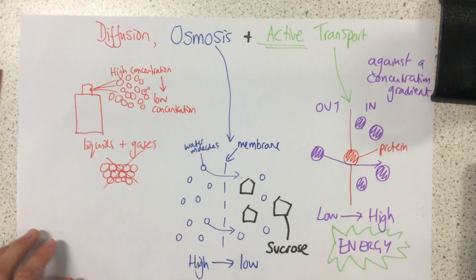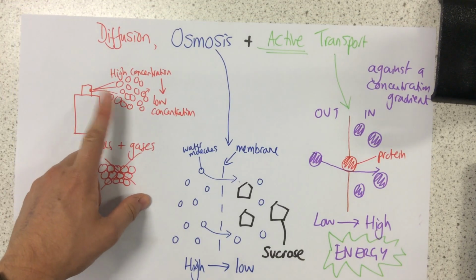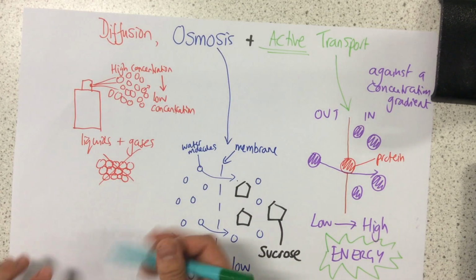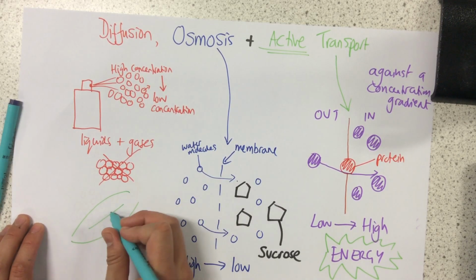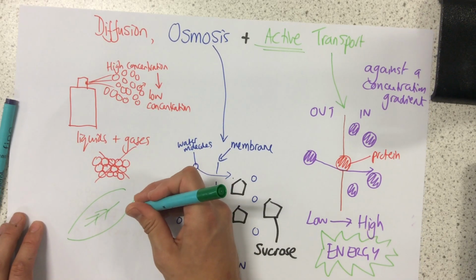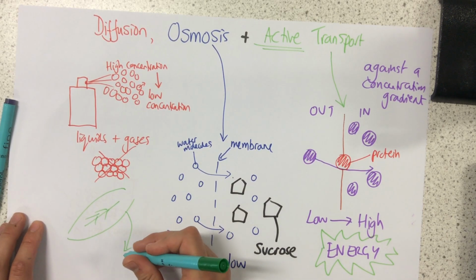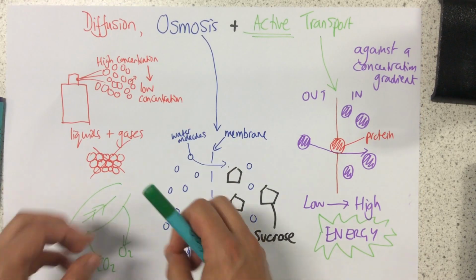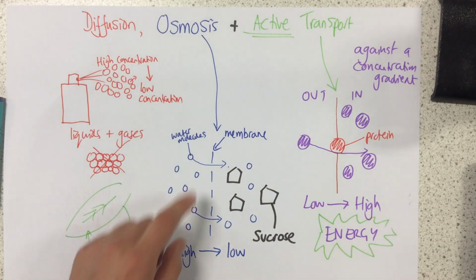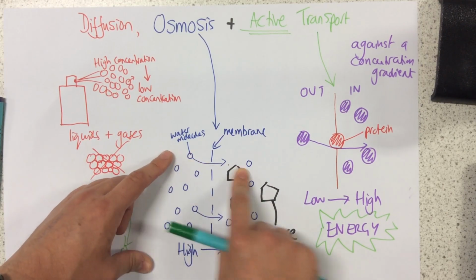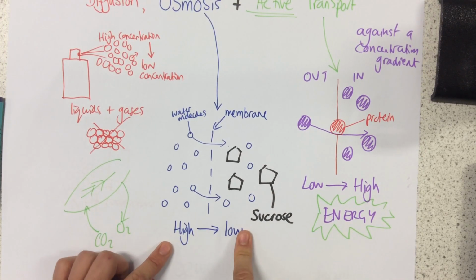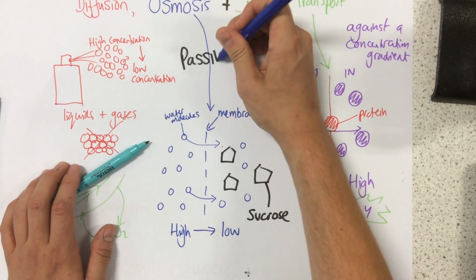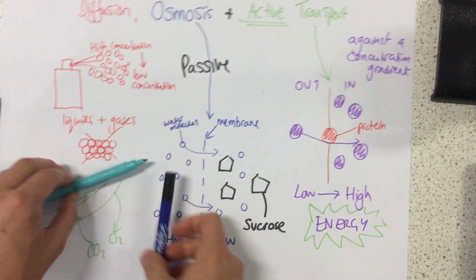So let's have a quick recap and see where they apply in plants. So diffusion is the movement of gases or liquids from an area of high concentration to an area of low concentration. An example of diffusion in a plant could be carbon dioxide diffusing into a leaf, or oxygen diffusing out of a leaf. So it's the movement of gases or liquids from a high concentration to a low concentration. Remember osmosis, the movement of water molecules across a partially permeable membrane from an area of high concentration to an area of low concentration. Again, both these processes are said to be passive because they do not require any energy.